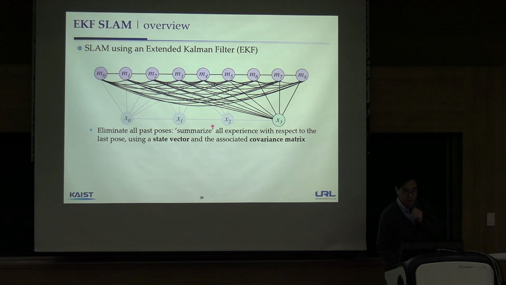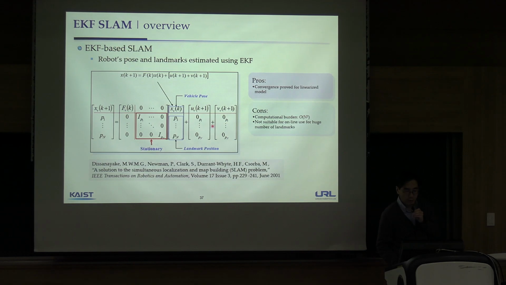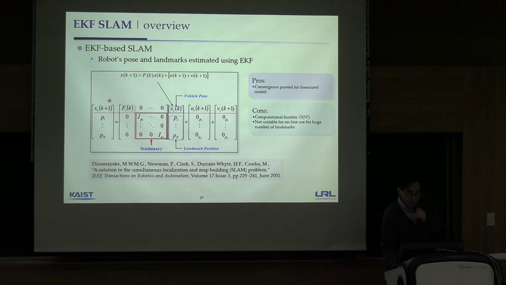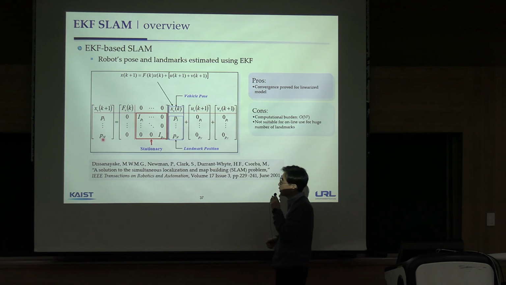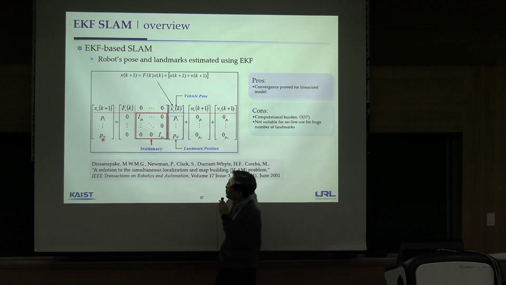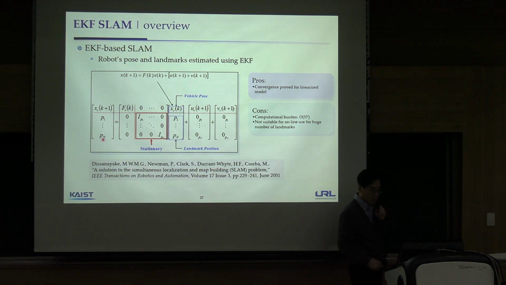So EKF, extended Kalman filter, will solve this one. This shows the structure of the EKF. Very simple. x_v is the vehicle location, x, y, theta, and p1 to pn indicate the feature location. Landmark location. Feature and landmark are the same. So feature locations p1 up to pn will also be estimated.